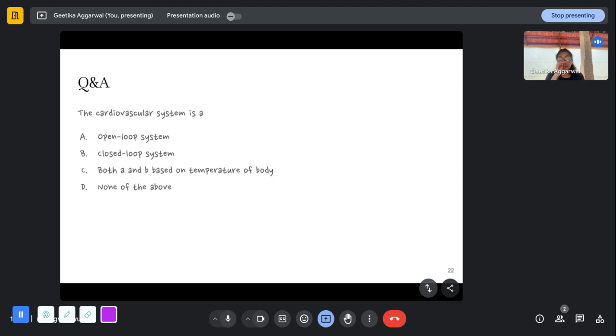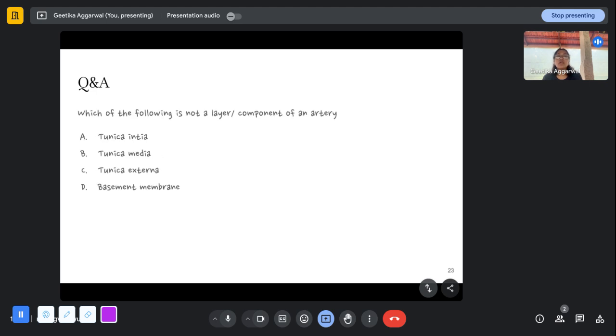Pretty straightforward. Coming on to the cardiovascular system, it is what? Is it a closed loop system, open loop system, A and B based on the temperature of the body, or none of the above? The correct answer is a closed loop system because there is no loss of blood. Basically, the heart starts pumping the blood, goes to the lungs, gets oxygenated, comes back to the heart, and then pumps to the rest of the body, and it comes back to the heart. It's a closed loop. There is nowhere where the blood goes out of this loop.